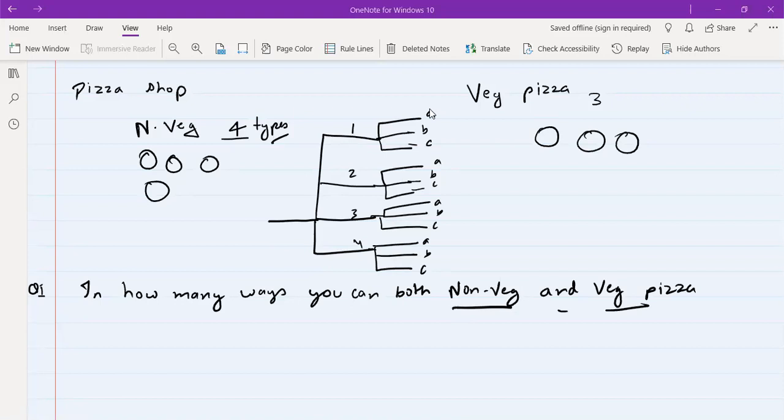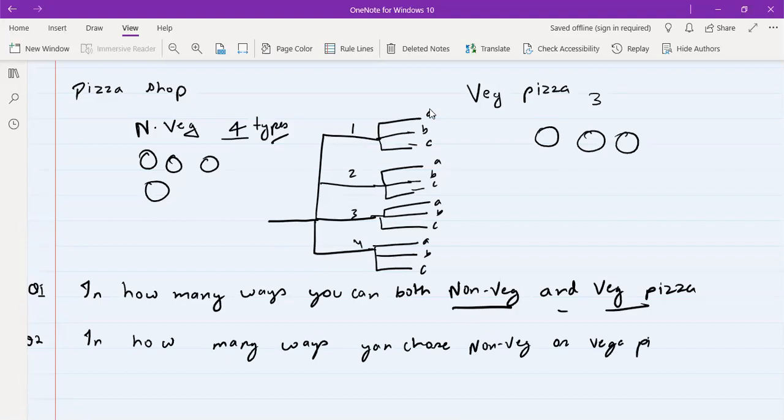Now the second question, question number 2: in how many ways can you choose a non-veg or veg pizza? Tell me, what is the answer of this? Tell me, everyone. Yes, very good, everyone. Very good, Yashila, Nitin, Navya, Puneet, Mansa. Now everyone got the concept. Very good, Avya. Radhika, correct.